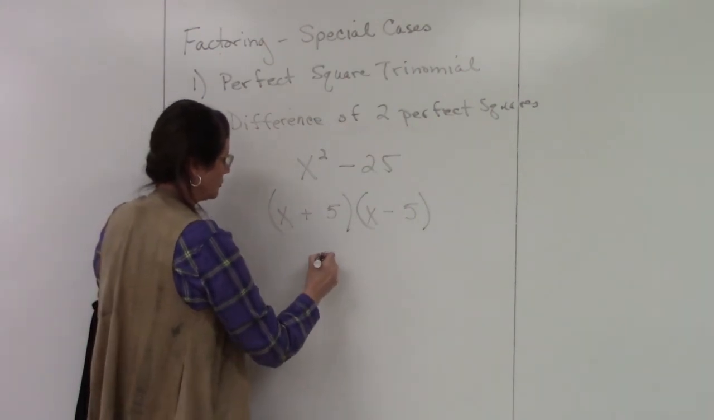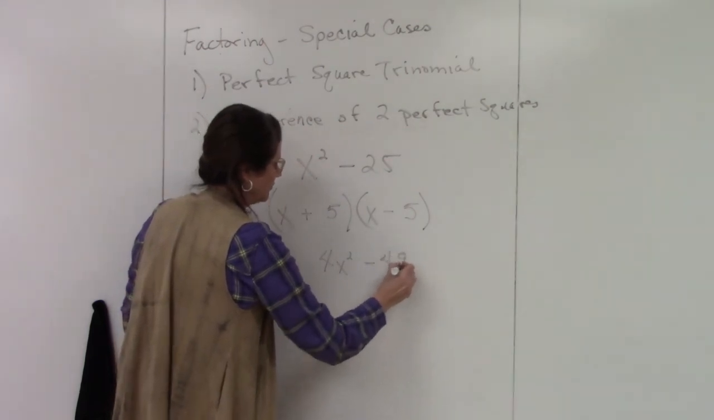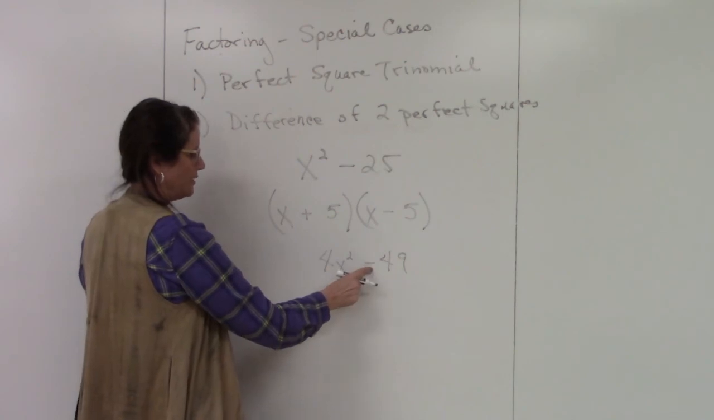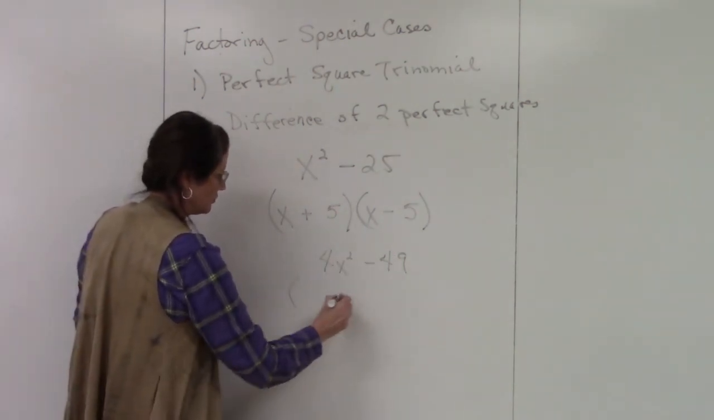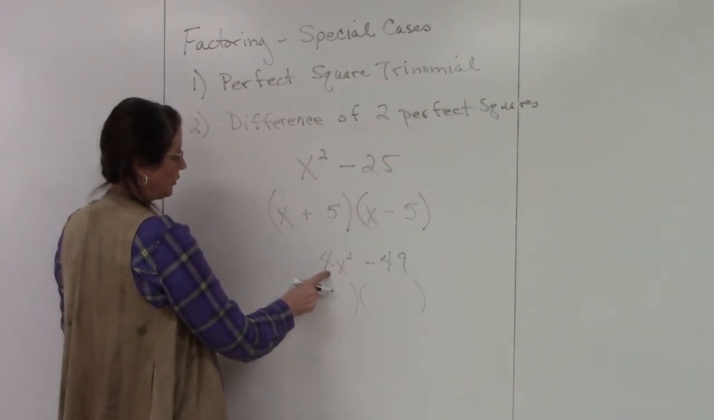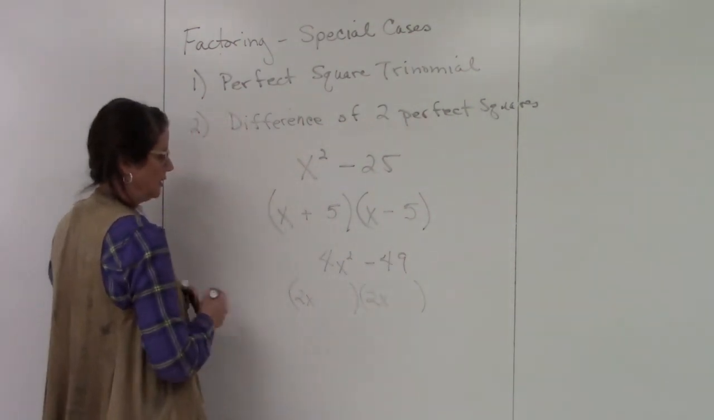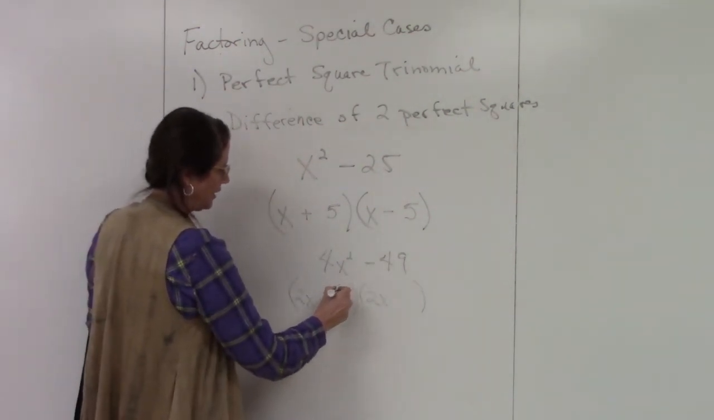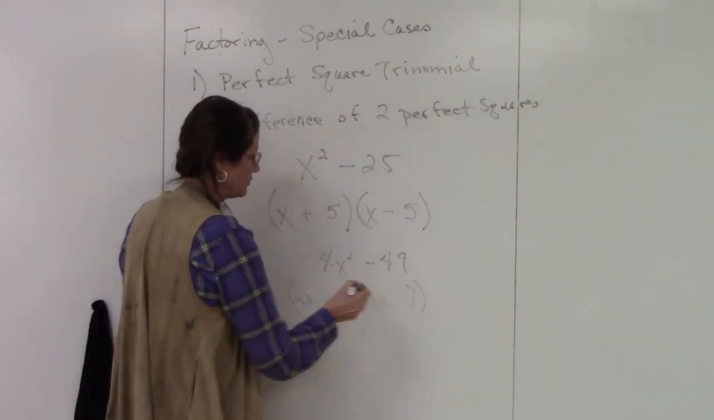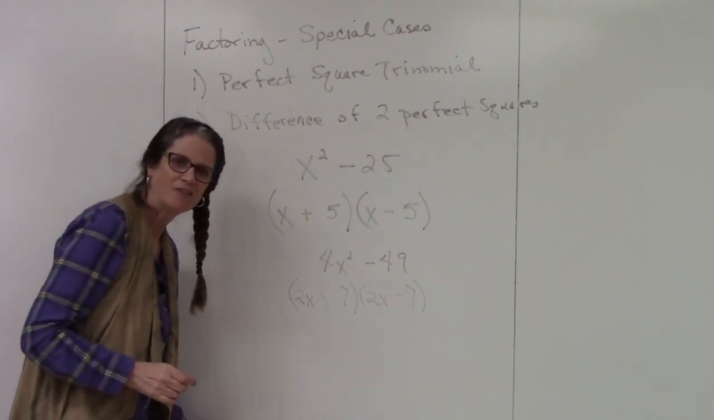So let's try another one. We have 4x squared minus 49. Perfect square, there's a minus sign in between. I have difference of two squares. So two sets of parentheses. What times what gives me 4x squared? And it's got to be the same thing, so that goes in the first position. What times what gives me 49? That goes in the second position. One's plus, one's minus, and you're good to go. And I hope you can see that. Okay, that's it. That's all the factoring.